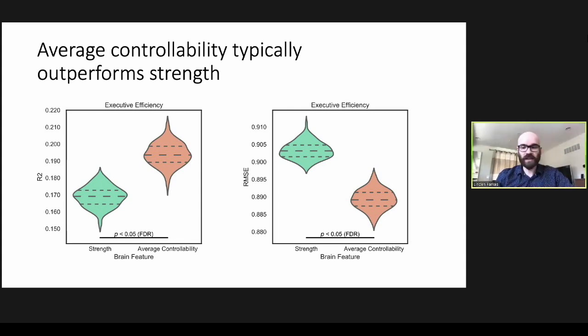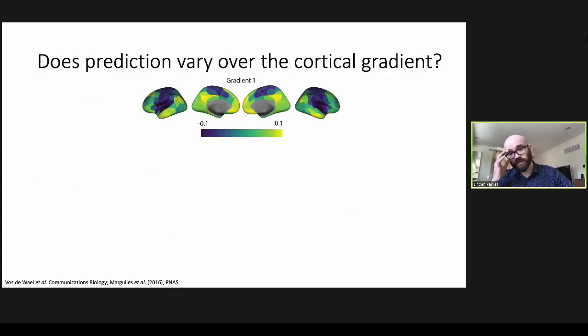So we can see quite clearly that average controllability yields higher out of sample R squared and lower out of sample root mean squared error, suggesting that it performs better at predicting our measure of executive function compared to strength. So next, we wanted to examine whether or not average controllability's capacity to capture the extended connectivity profiles of the regions was what was driving the better performance compared to strength. To check this, we turn to the principal functional cortical gradient, which we derived in our own data and is shown here at the top of the slide.